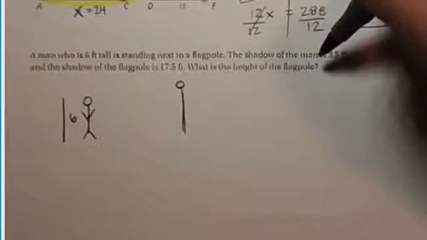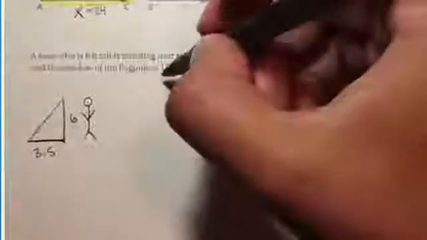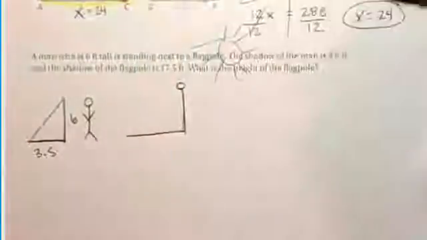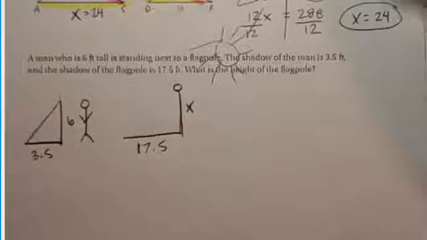And it says the shadow of the man is 3.5 feet. So if this is my 6-foot guy, his shadow here is 3.5 because the sun's shining and so forth. I'm just going to make a triangle because it looks like a triangle. My 6-foot man has a shadow that's 3.5 feet. It says the shadow of the flagpole is 17.5 feet. So here's my flagpole, and the shadow is 17.5. It wants us to figure out the height of the flagpole, so my variable goes where the flagpole is.